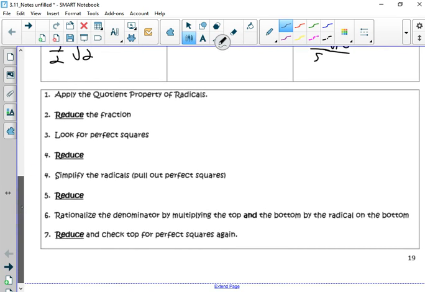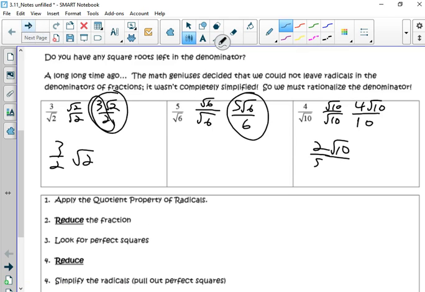So, apply the quotient rule, in other words, bust it up into 2 radicals, reduce it, look for any perfect squares, reduce, simplify, reduce, and if you have to, rationalize, and then reduce. So you're always looking to reduce, you're always looking to simplify. Okay? We're just going to do a couple of these.